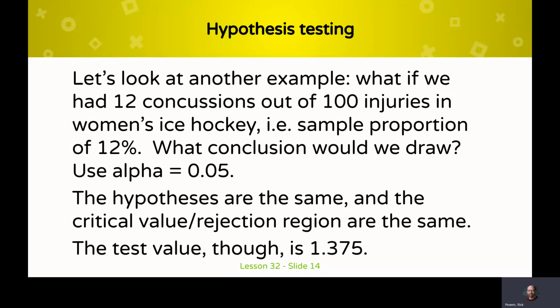Let's look at another example. What if we had 12 concussions out of 100 injuries in women's ice hockey? That is the sample proportion of 12%. What conclusion would we draw? Use alpha is equal to 0.05. The hypotheses are the same, and the critical value and rejection region are the same. The test value, though, is 1.375.